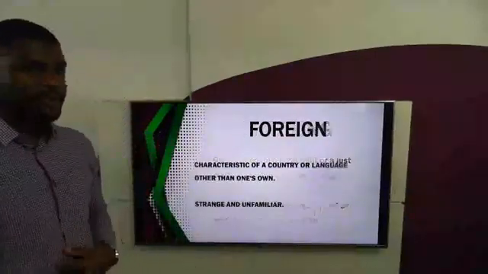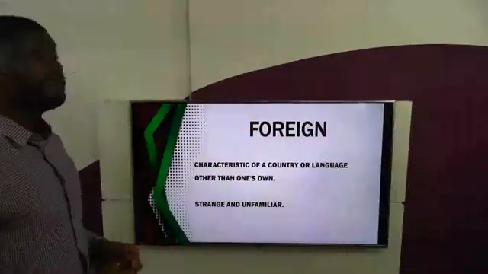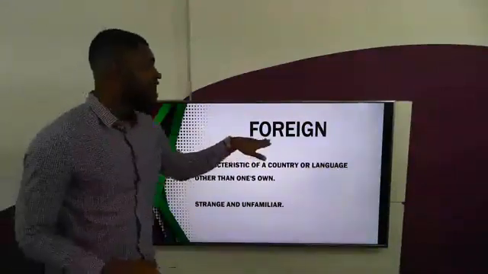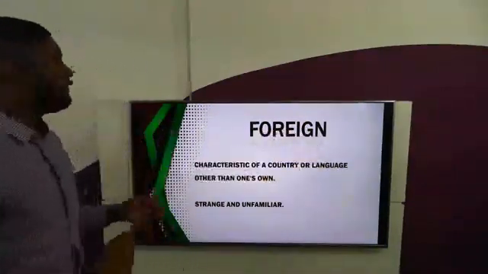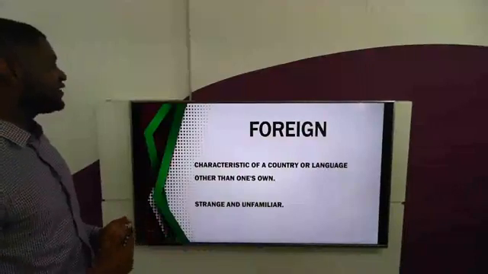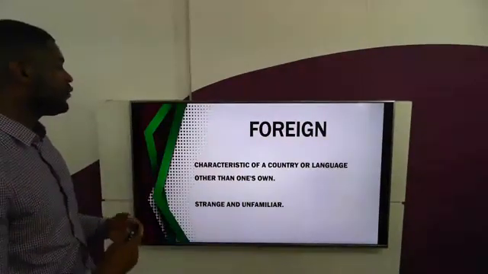Then we come down here. Now, the word here is foreign, okay? So, foreign is a characteristic of a country or language other than one's own.